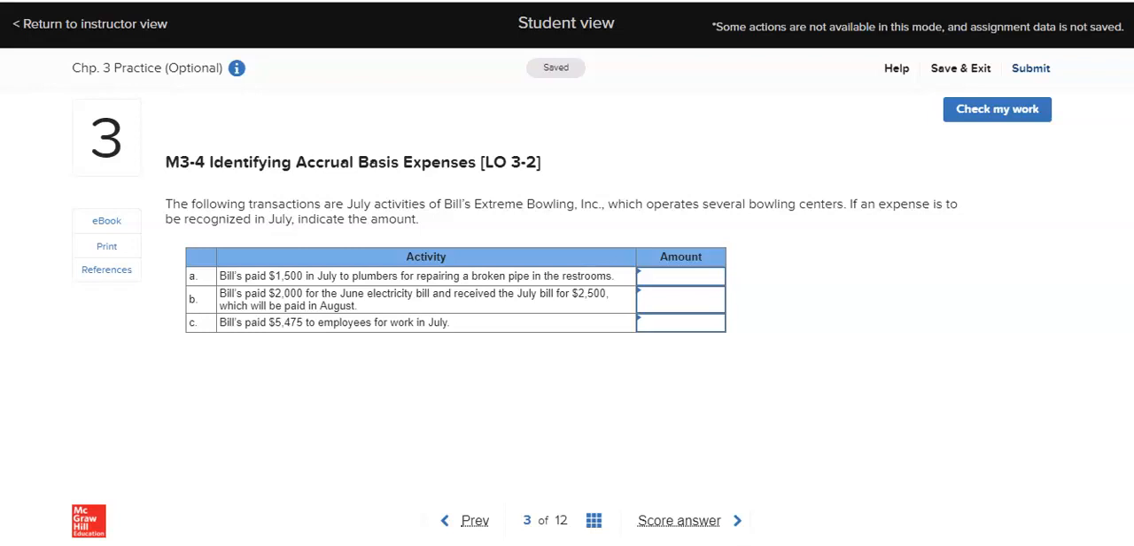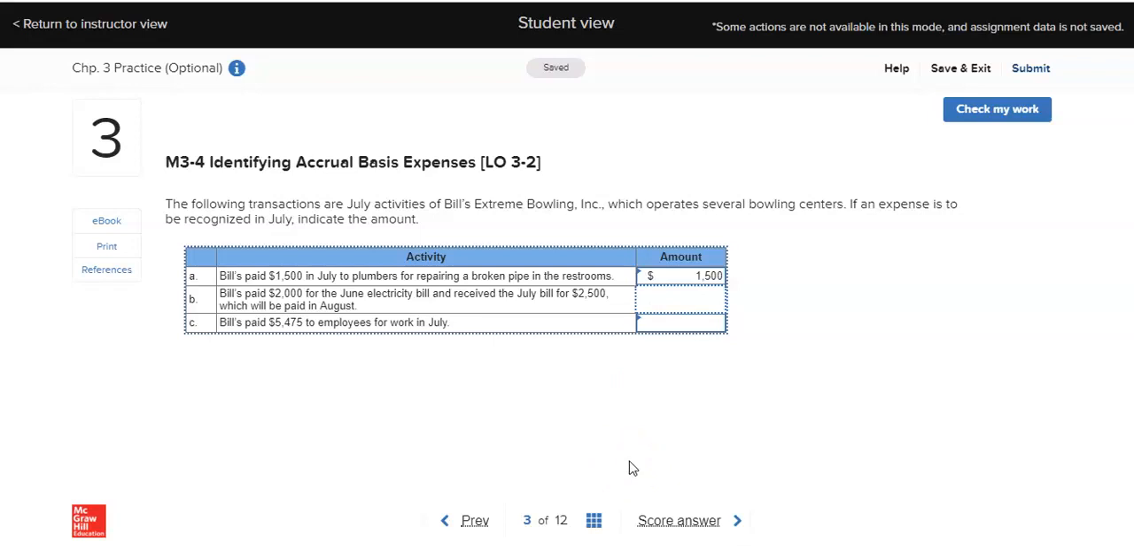In A, Bill's paid $1,500 in July to plumbers for repairing a broken pipe in the restrooms. So we're assuming that the repair occurred in the month of July. If the repair occurred in July, then you received the benefit of the cost in July, so we would record an expense in July. So our main question is going to be, did we receive the benefit of the cost in July in the case of this problem?